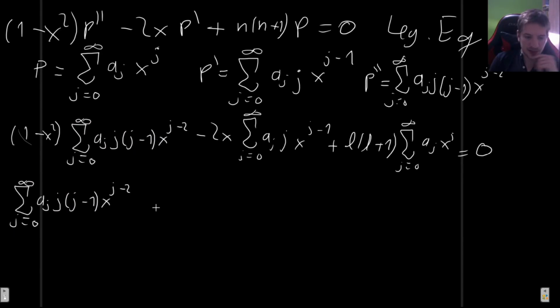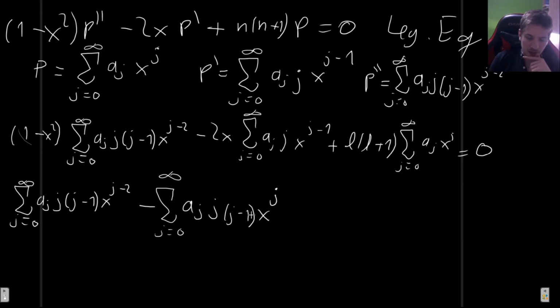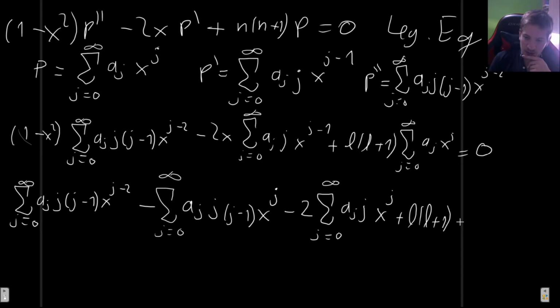And then we have minus x squared times this. That means we're going to get the sum from j equals 0 to infinity of a j times j times (j minus 1) x to the jth power, because we multiplied by x squared, so the power went up by 2. And here we have minus 2 times the sum of j equals 0 to infinity of a j times j x to the jth power, plus, and this remains the same, l(l plus 1) times the sum of j equals 0 to infinity of a sub j x to the jth power equals 0. Okay, so we're making progress.